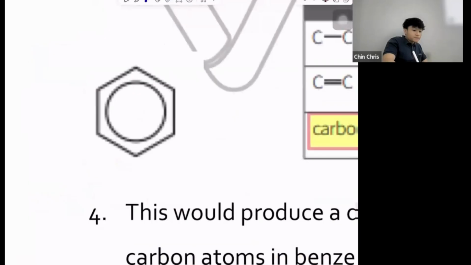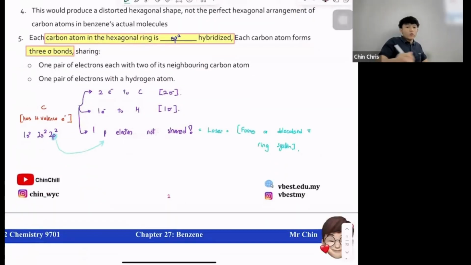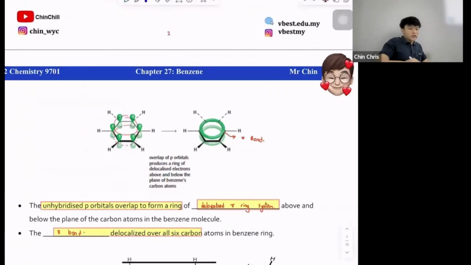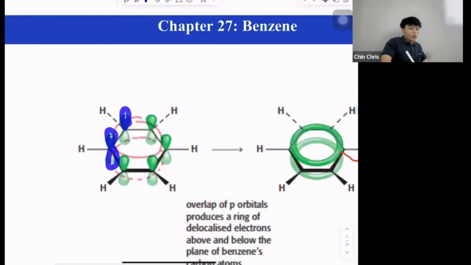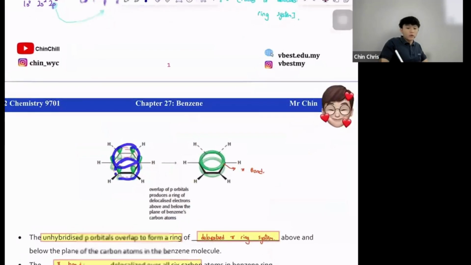Okay, so let's look at this carbon now. 1, 2, 3. So already 3 sigma bonds, right? But carbon has 4 outermost electrons, which means there will be 1 more p electron that is not shared with anybody. Each carbon will always have 1 more p electron that is not shared to any other carbon. Clear? So this fellow is like a loner, no friends, so they're gonna group together, forming a ring. That's how a ring is formed.